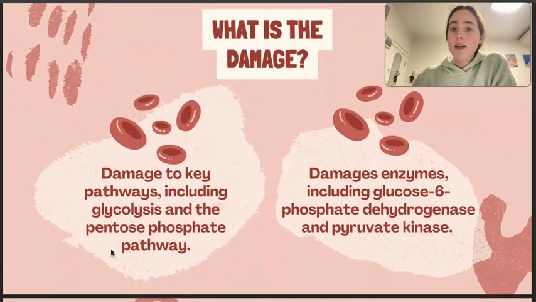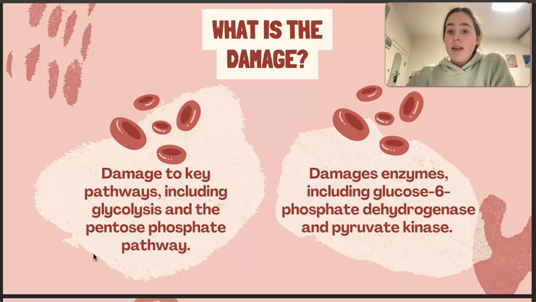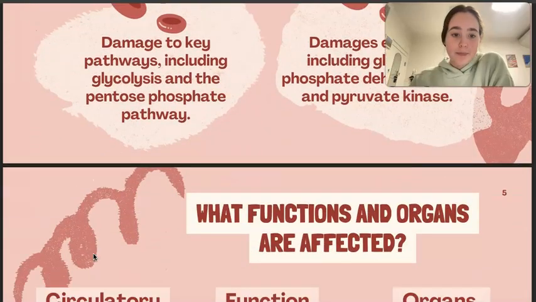So what is the damage? Damage to key pathways including glycolysis and the pentose phosphate pathway. Damages enzymes including glucose-6-phosphate dehydrogenase and pyruvate kinase. So basically everything in the path of these blood cells being produced and made is being destroyed, and the cycle, or the lifespan, is not able to be completed.